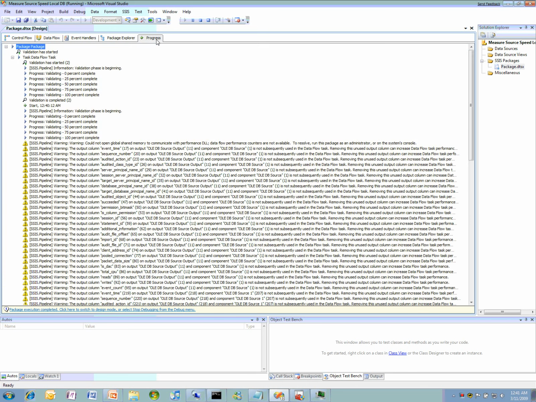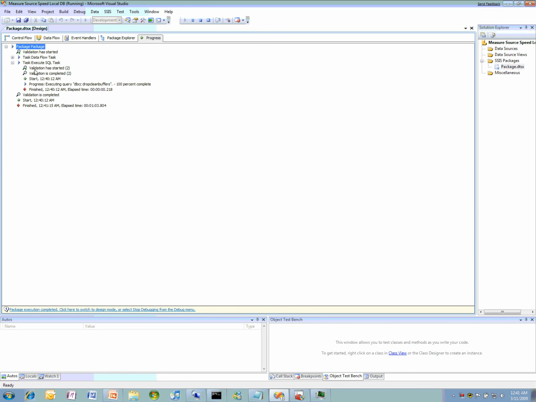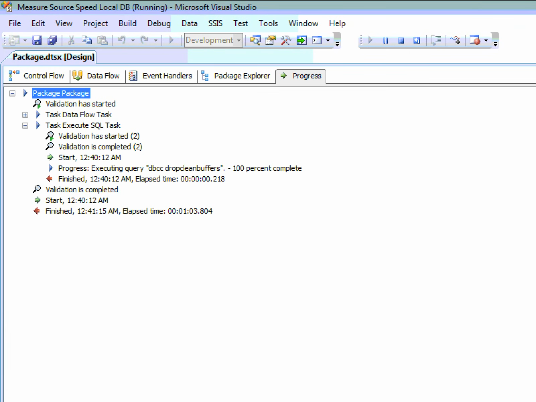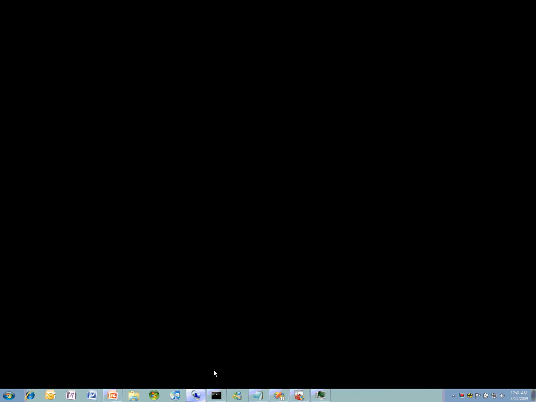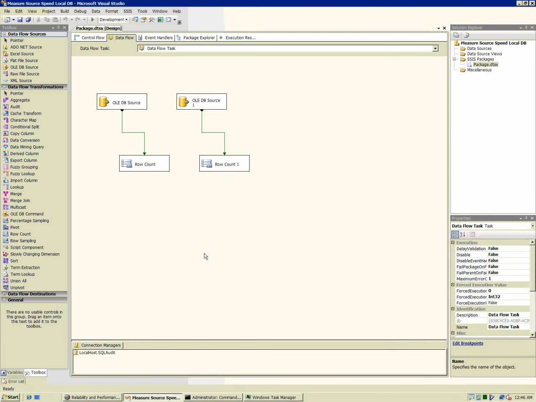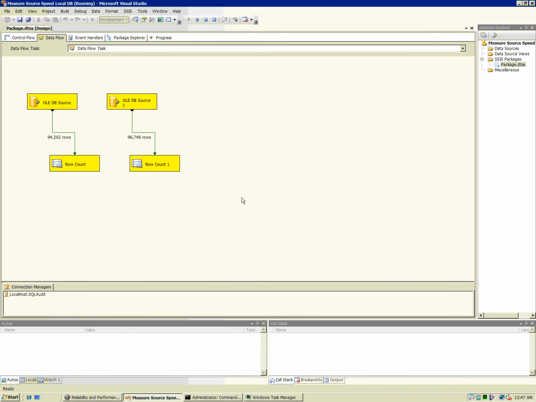Perfect. Okay, now if we look at the progress, minimize it, zoom in, you notice that it took 1 minute and 3 seconds for it to finish doing the row count of these 2 tables. Well, these 2 partitions of a SQL table. Okay, well that's good. But if I go to a different source system, which is much faster, you'll notice it has the exact same package, and I run the package again. So in this case, I'll run it now.